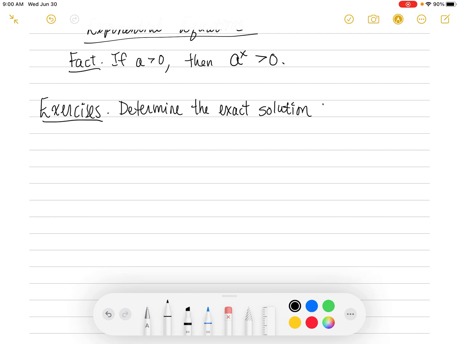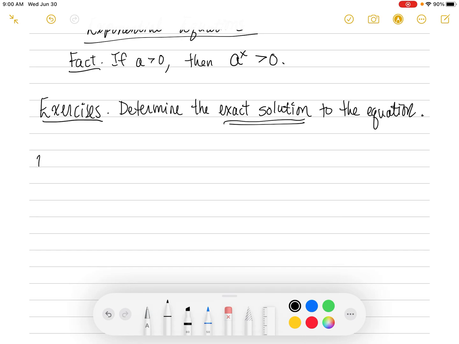So exercises. Determine the exact solution to the equation. So when I say exact solution, I mean if you get some expression that's weird, let's say it has a natural log in it or an e in it or something like that. Don't approximate it in your calculator, just give the exact expression.